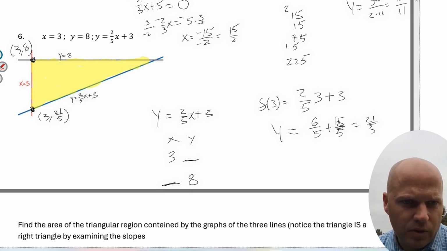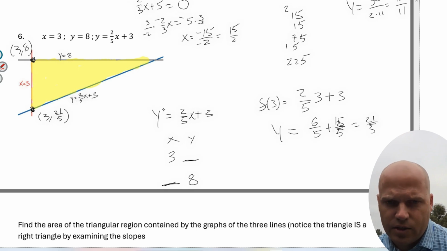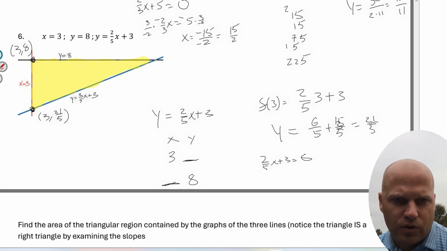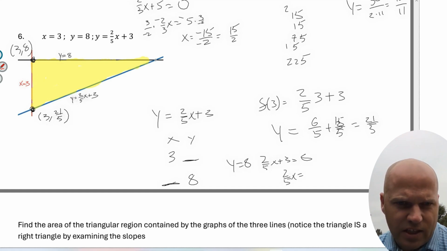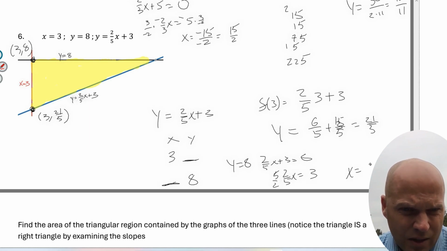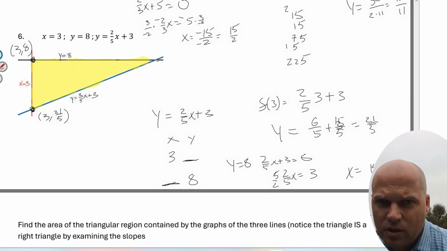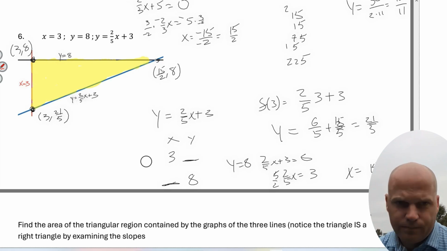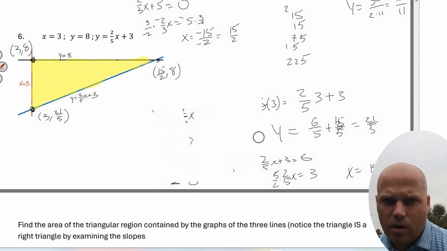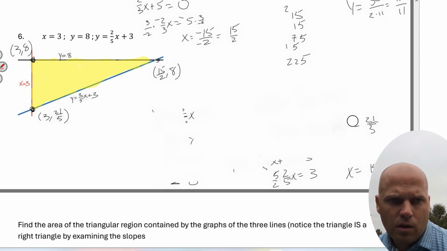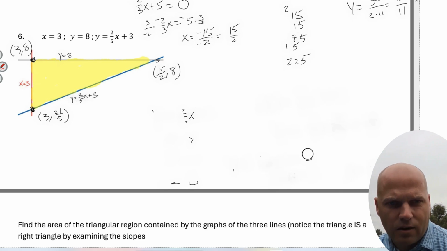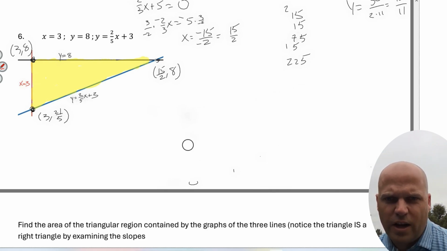You need to be comfortable doing this work and getting the answers. When y is 8, you got 2/5 x plus 3 equals 8. Subtract 3, I got 2/5 x equals 3. Multiply by 5, divide by 2. X is 15/2. Cool. So doing that work, which you have to understand how to get the points, we now find the area.